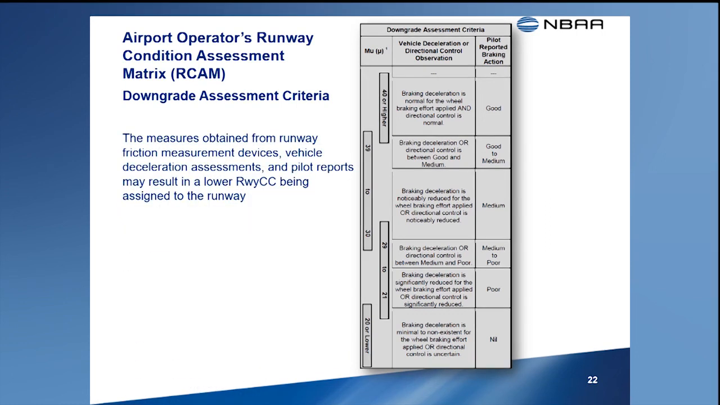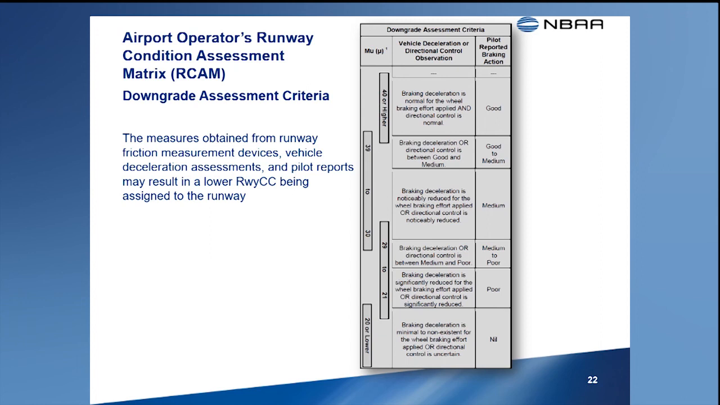The correlation between runway friction measurements and runway condition codes in the RCAM are only intended to be used for upgrading or downgrading the runway condition code associated with the observed contaminants. Airport operators should use their best judgment when using friction measuring devices for downgrading assessments, including their experience with the specific measuring device being used. As we mentioned earlier, pilot braking action reports rarely apply to the full length of the runway, so these reports are limited to the specific sections of the runway surface where wheel braking is applied.